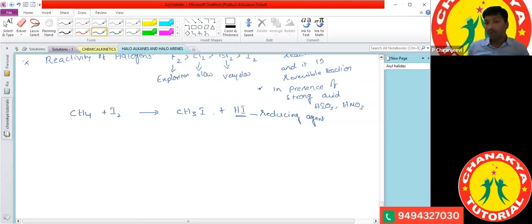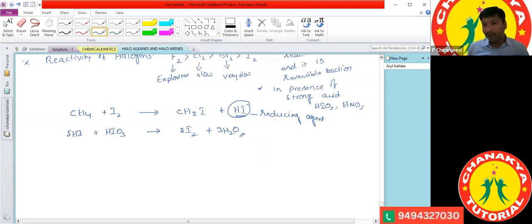So to overcome this, the product formed is reacted with the strong acid. For example, 5 moles of hydrogen iodide formed react again with HIO3. It forms 3 moles of the iodine molecule plus 3 moles of water. Now you got the clarity?